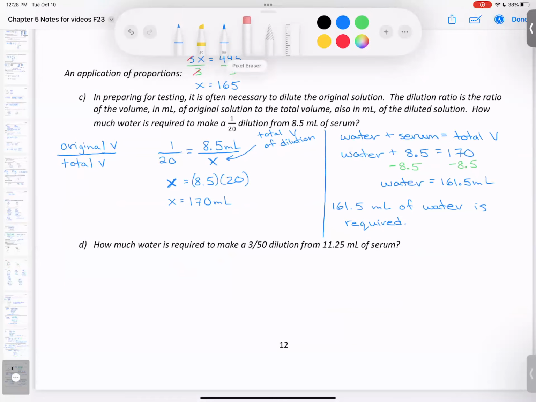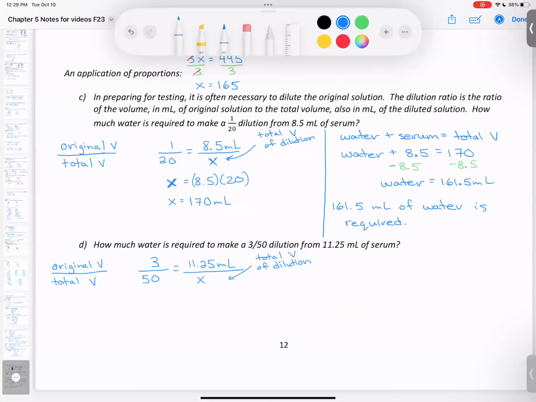Okay, so hopefully you had a chance to try this. Once again, we're going to be looking first at our original volume over our total volume. Our dilution is 3 in 50, which means 3 is our original volume, and 50 is going to be our total volume at the end. We have 11.25 mils of serum. That's our original volume of serum, and this X down here is going to be our total volume of our dilution. So serum plus water, total volume of dilution.